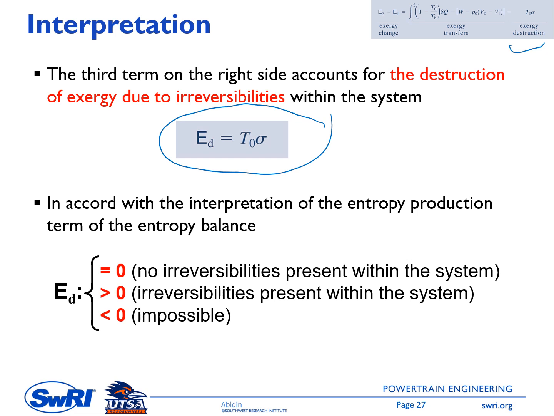So ED here is the exergy destruction. If it is equal to 0, it means that there are no irreversibilities present within the system, and if it is more than 0, it means irreversibilities are present within the system, and it won't be below 0. So it is impossible to have ED below 0.